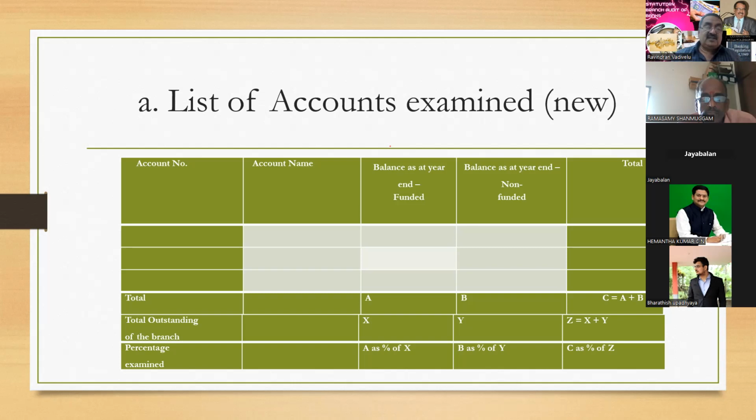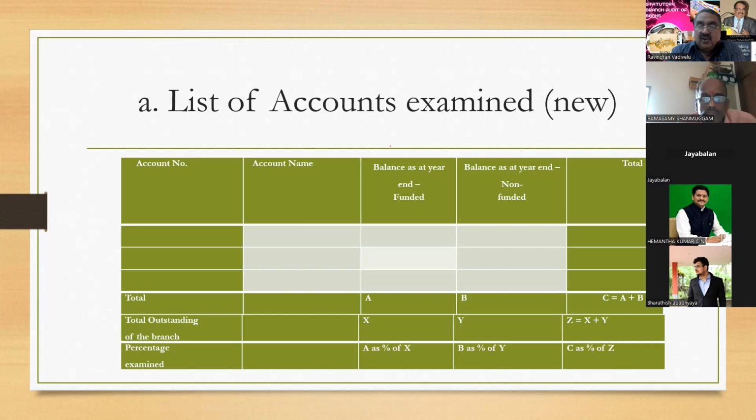Suppose we are verifying some 700 accounts, everything has to be incorporated here in the LFAR. So that means you have to maintain a proper working paper. In this schedule, it is additional work. You can give this to the staff whenever they are verifying it.